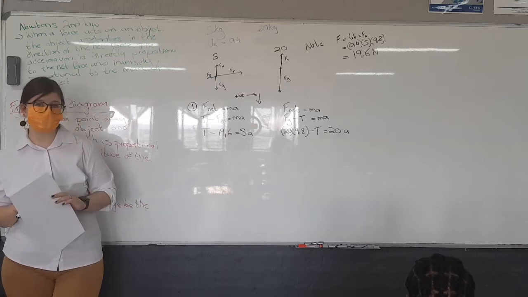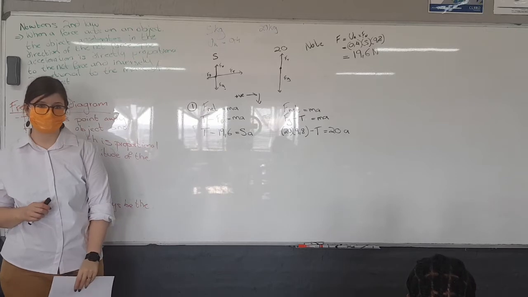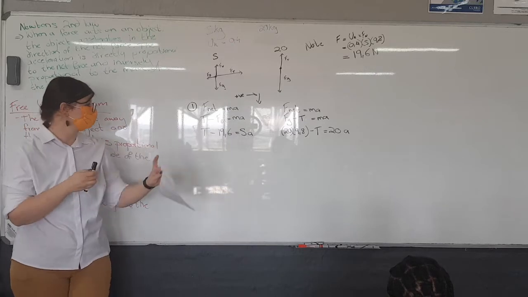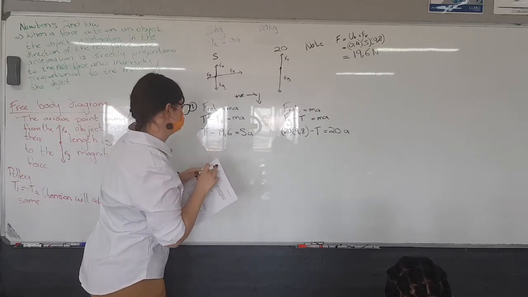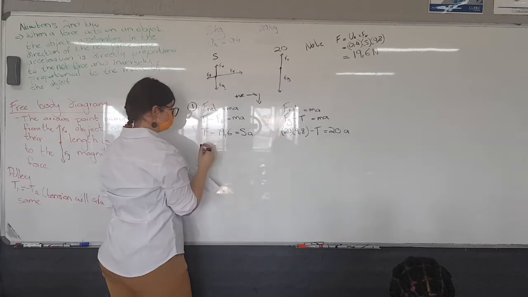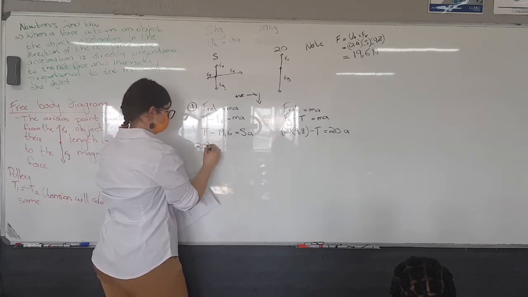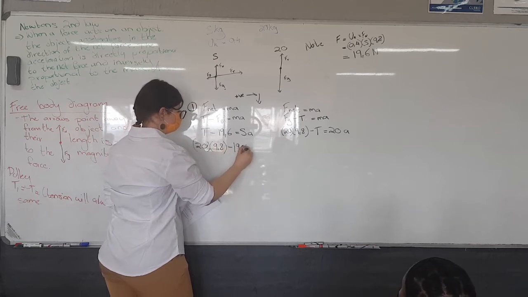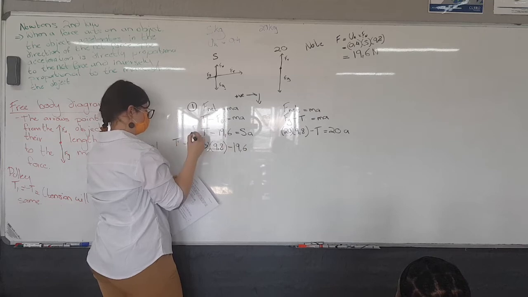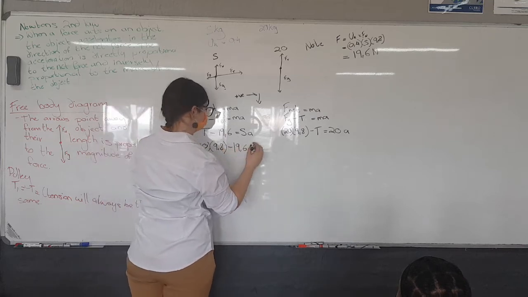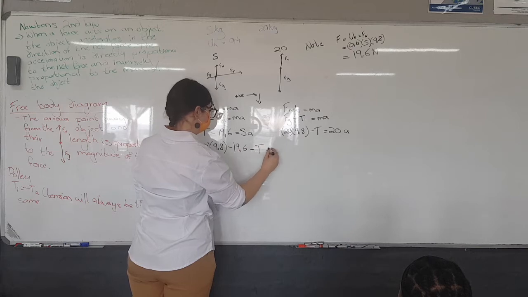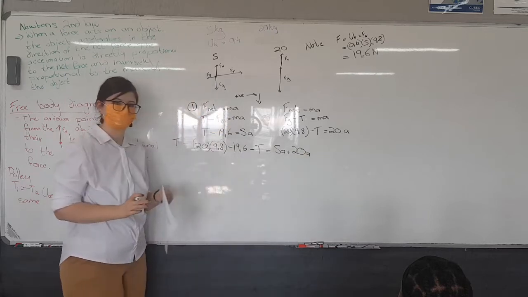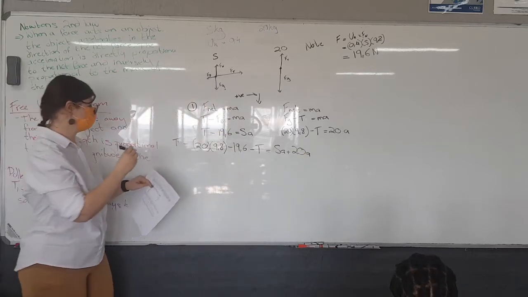Alright, now put on your maths brains. Can you solve this for me? With your maths brains on, you can solve this using simultaneous equations, right? So what I'm going to do is I'm going to add the two equations together. Alright, because I've got a positive T and a negative T, so I'm going to say 20 times 9.8 minus 19.6, tension minus tension is equal to 5A plus 20A. Because I've added the two together. Now my two tensions cancel.